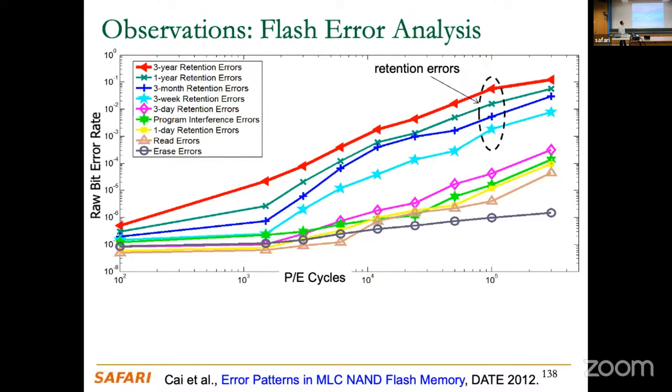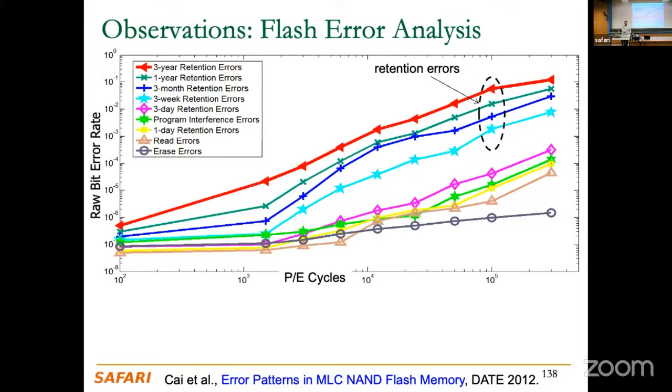So this work from UKI that was published in 2012 shows the raw bit error rate for the files. Let me roll back. So on the x-axis, we have the program erase cycles. And a program erase cycle is a way of measuring the time in flash chips. And on the y-axis, we see the bit error rate. And we classify the bit error rate here based on the type of the data that we are reading.